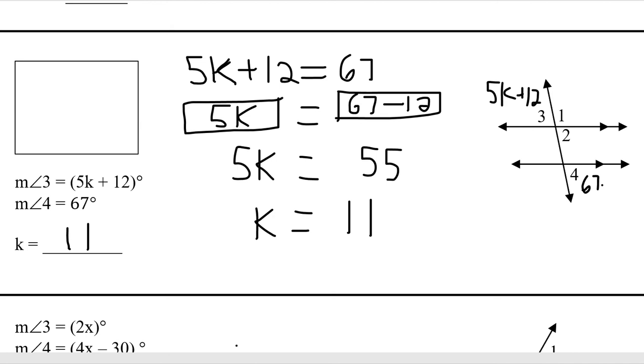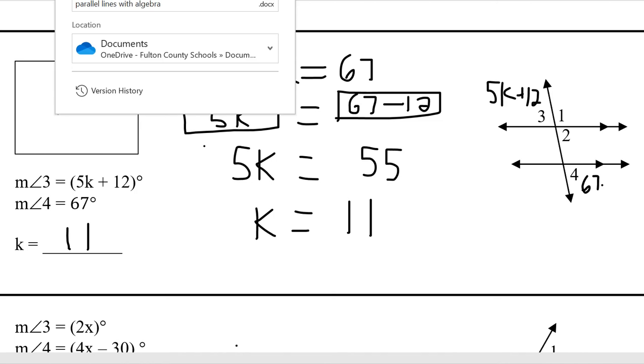We need to see if that is a reasonable answer. So I'm going to do it over here. 5k plus 12. Well, I don't want to write that because I know what k is. I'm going to write the value of k to figure out what the measure of the angle is. So I'm going to put an 11 in there. 5 times 11.